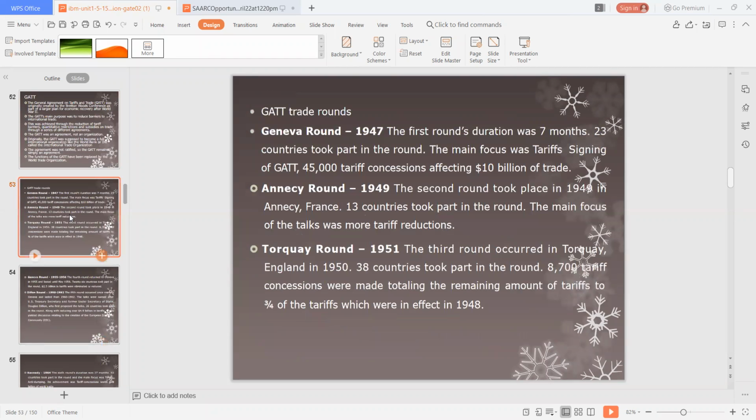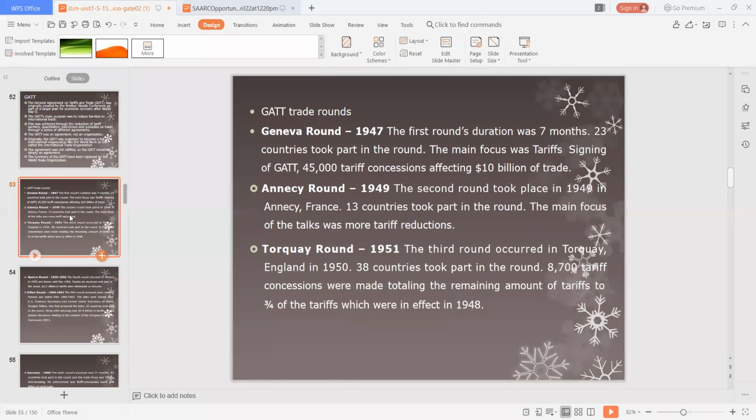So this is how it happens. GATT trade rounds: Geneva round, Annecy round, and Torquay round. At least people should know that in 1947, 1949, and 1951, the first round's duration was 7 months. 23 countries took part in this work. The second round took place in 1949 in Annecy, France. 13 countries took part in the round. The main focus of the talks was more tariff reductions.